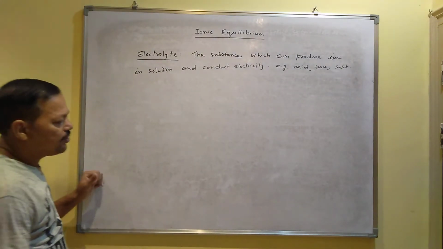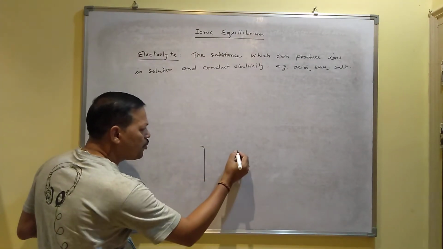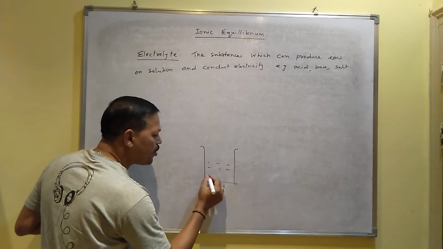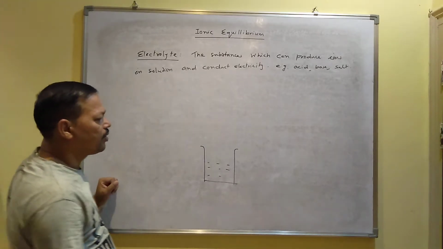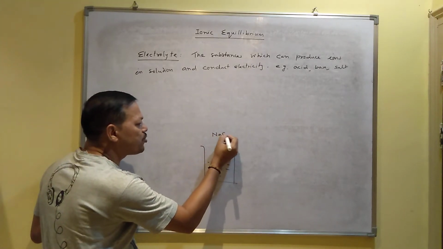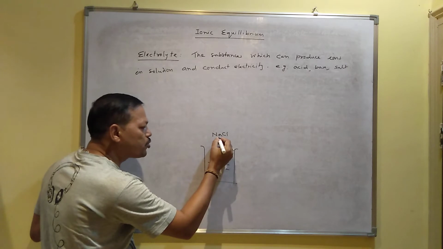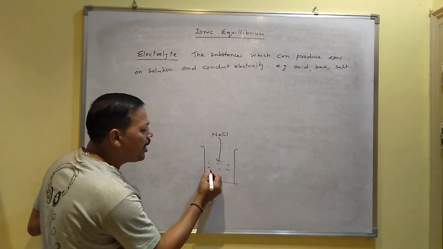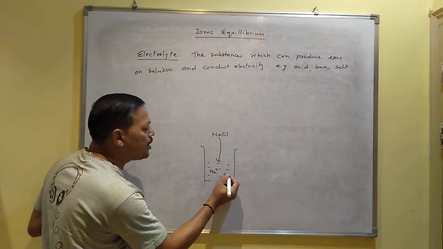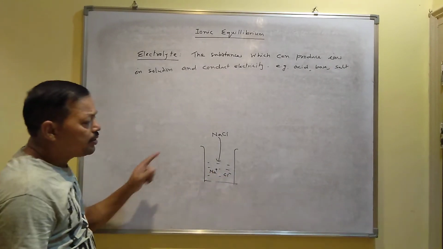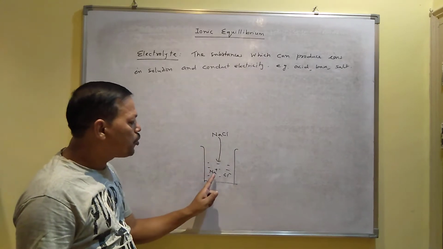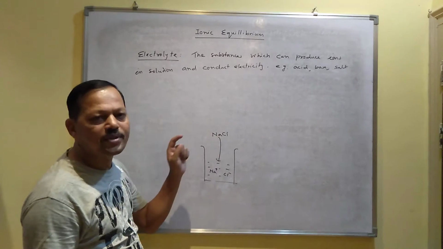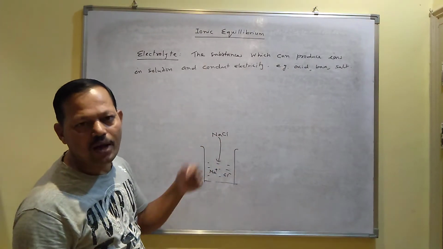So what are electrolytes? For example, suppose this is a container and the container contains some amount of water. If you dissolve sodium chloride, this is one example of salt, in water, then the sodium chloride undergoes dissociation and it produces Na plus ion and Cl minus ion. This type of substance which can produce positive and negative ions in solution is said to be an electrolyte.